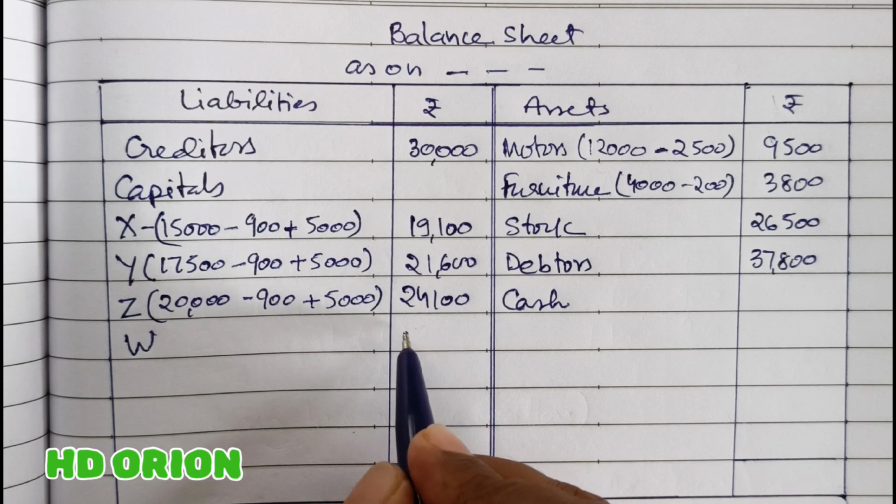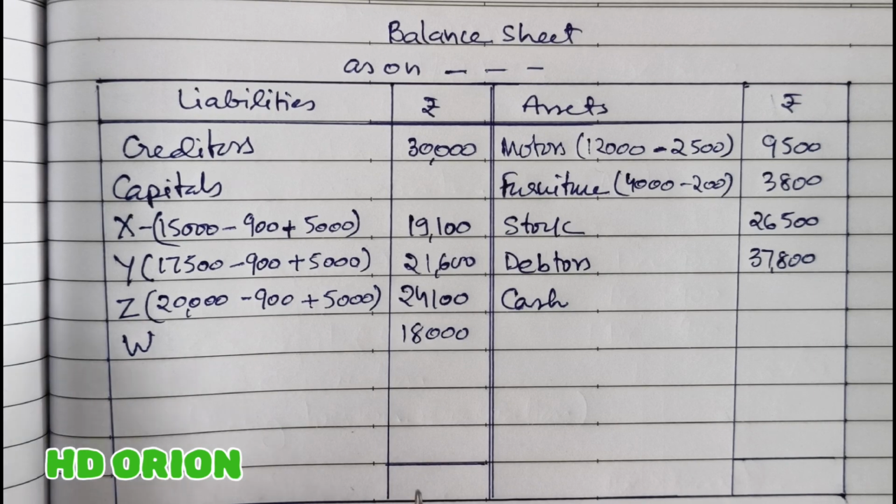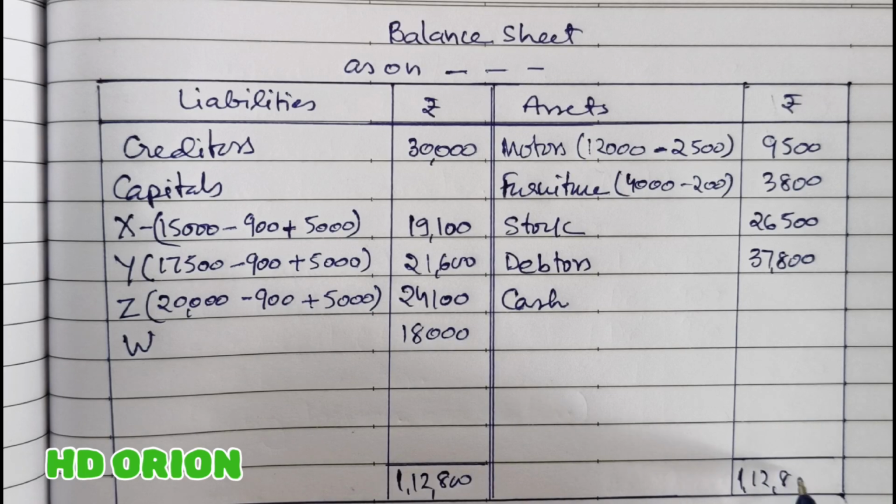Rupees 18,000. And the grand total is 1,12,800. On both the sides, it will be the same. So cash amount can be the balancing figure here. So you can easily find it out by subtracting all these amounts from the grand total.